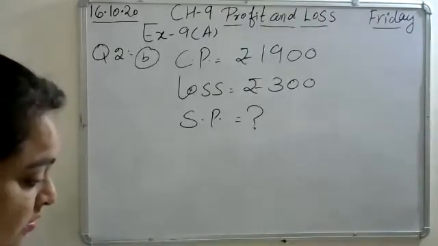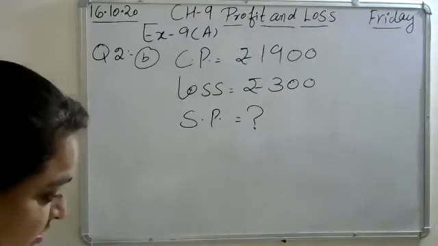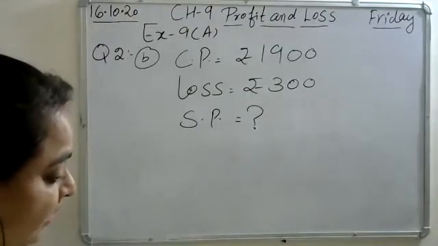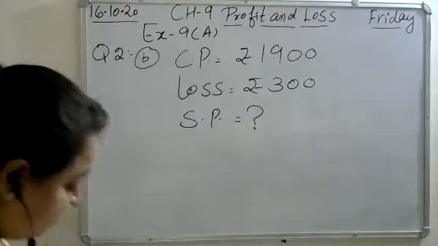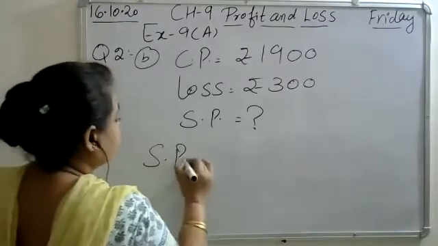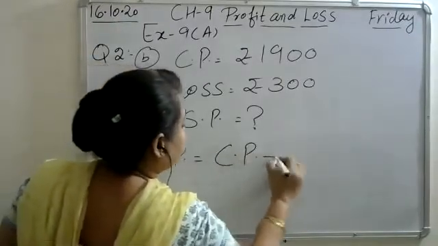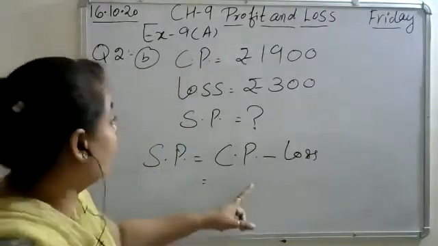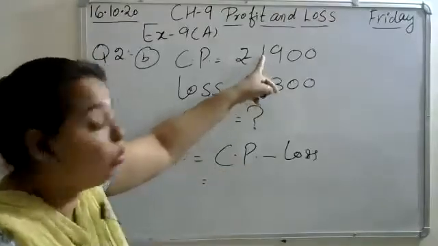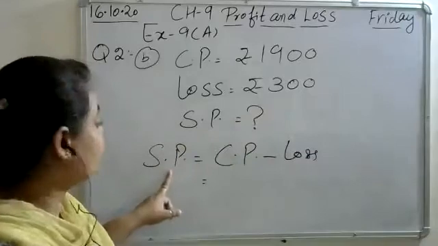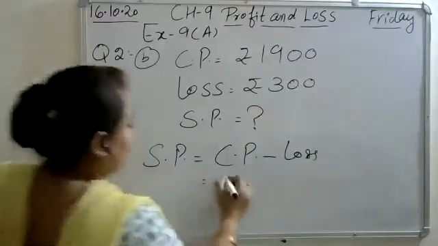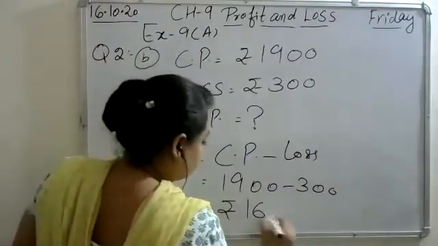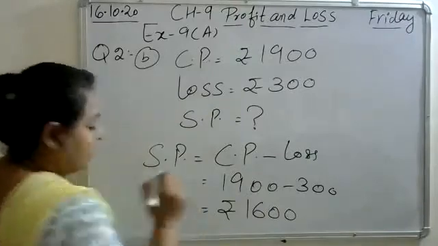Yes. The formula is, better tell me the formula. Nena, tell me the formula, not add or plus. The selling price is cost price minus loss. This is the formula. Yes, you have to apply the formula because cost price is given to you, loss is given to you, and the question is to find the selling price. So 1900 minus 300 will give you rupees 1600. So this is the selling price.